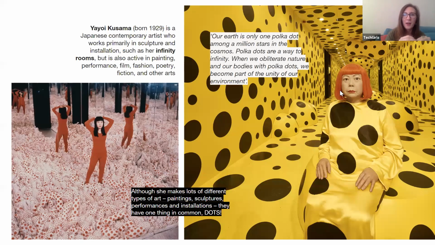I love this quote by her. She says, "Our Earth is the only one polka dot among millions of stars in the cosmos. Polka dots are a way to infinity. When we obliterate nature, which means to destroy nature, our bodies with polka dots, we become part of the unity of our environment." It kind of made me think of Mr. Rash. He kind of speaks sometimes in these sort of words, and just the idea of, we are the universe in one molecule. And it's like, whoa. I think he may have stolen this from her because she kind of predates him.